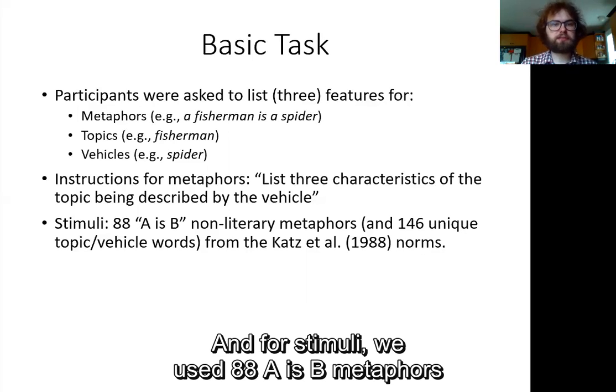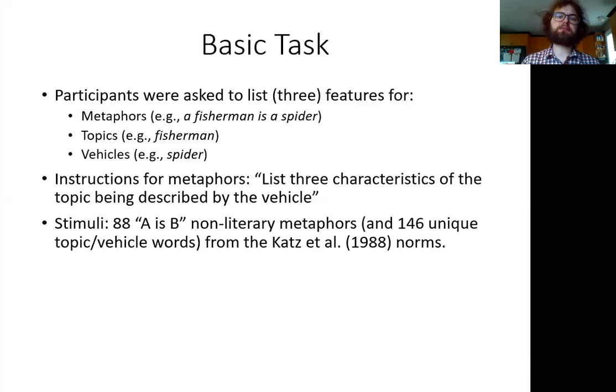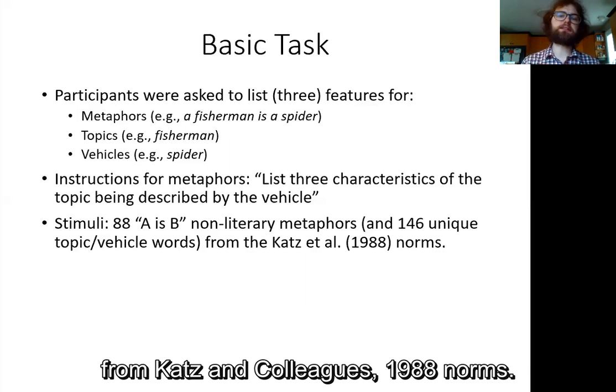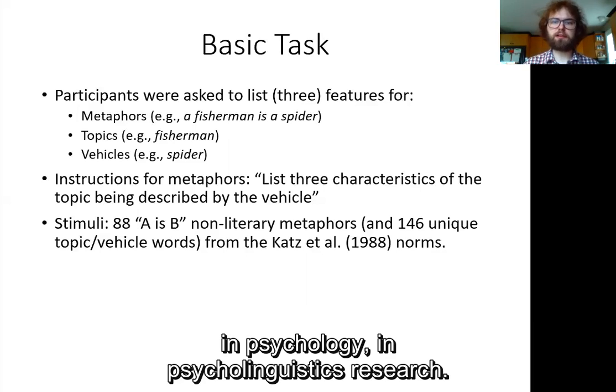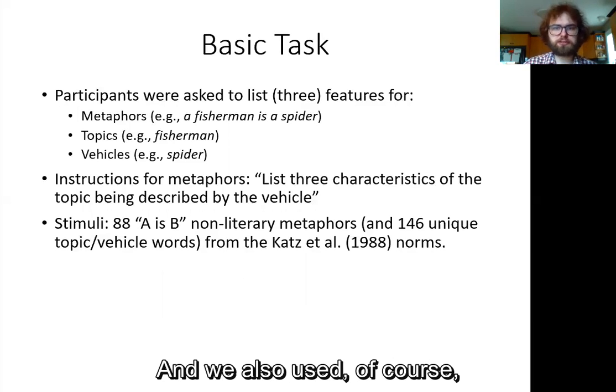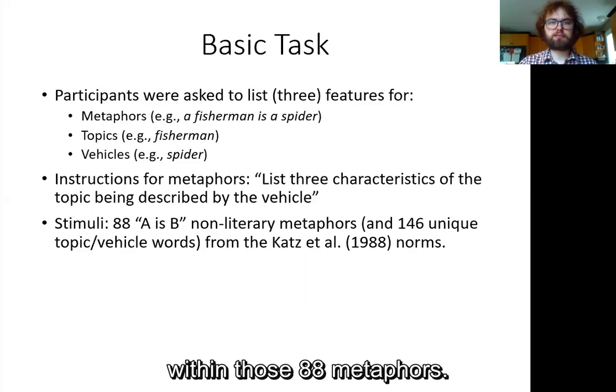And for stimuli, we used 88 A is B metaphors from the non-literary metaphor category from Katz and colleagues' 1988 norms. So these norms have been used extensively in psychology, in psycholinguistics research. And we also used, of course, the 146 unique topic and vehicle words within those 88 metaphors.